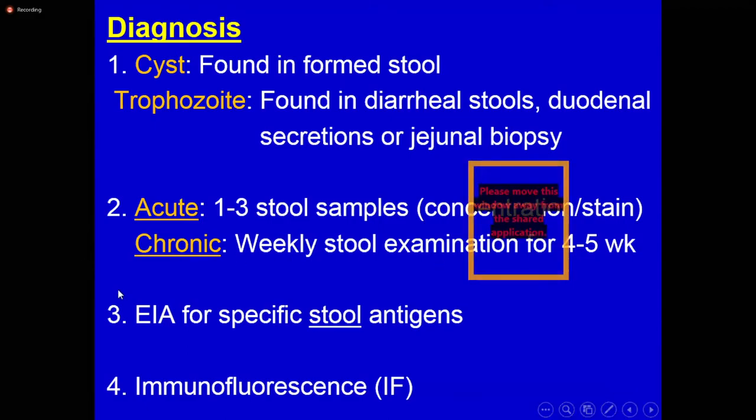Also we can use enzyme immunoassay for a specific stool antigen. Immunofluorescence also for detection of Giardia in the aspirate. In the biopsy, we can use immunofluorescence.